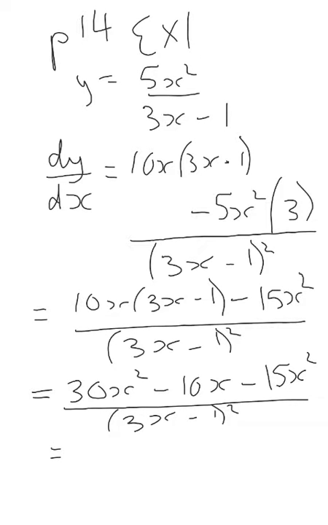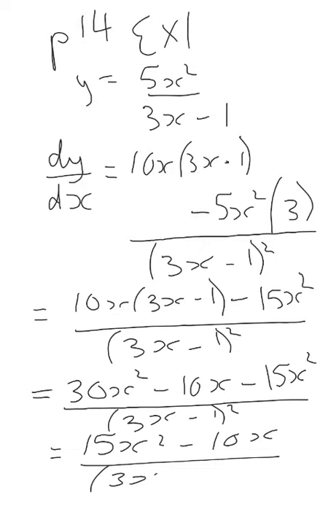Look for terms to collect in the numerator. 30x squared subtract 15x squared is 15x squared. Subtract 10x. All upon 3x subtract 1 all squared. Now it is possible to carry on a step further as in your book and take the common factor of 5x from the numerator to finish off.